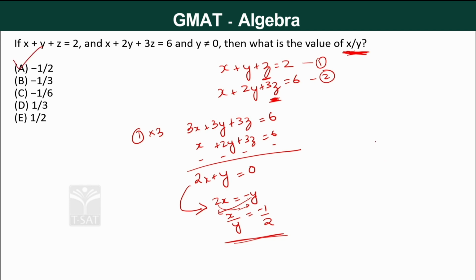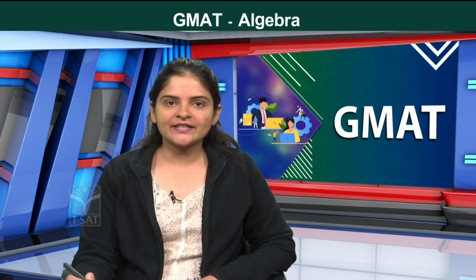Here we needed to eliminate z in order to find the relation between x and y. So that is why we multiplied the first equation by 3. I hope that is clear. Let's look at the next question.